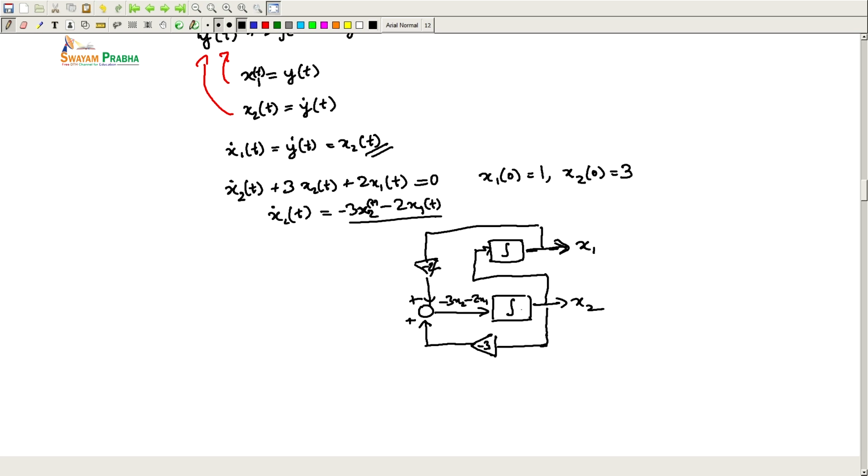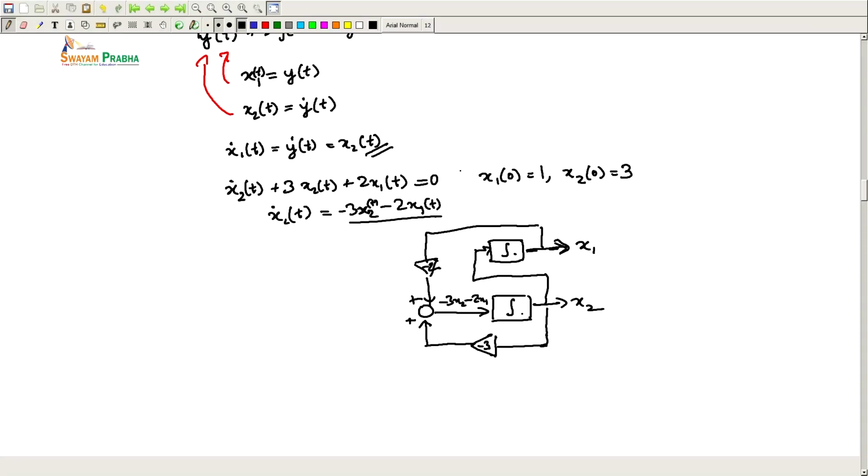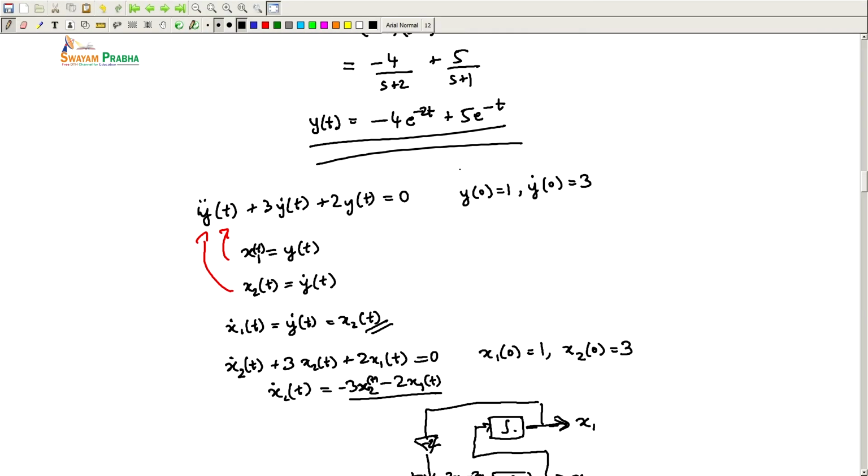So, here we will have the initial condition for x2 and here we will have the initial condition for x1, and in this way we can implement this in Simulink and find the answer, and we will get an identical expression. I leave that as an exercise for you to try out.